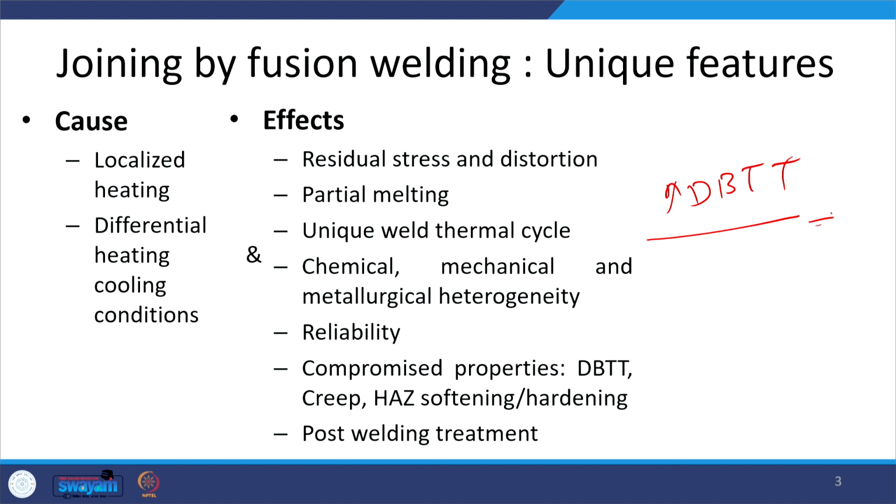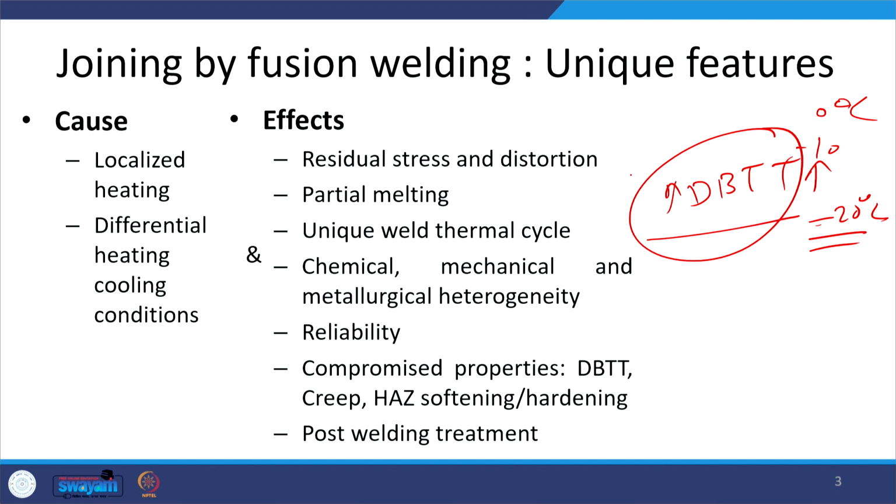Say the transition temperature for a metal is minus 20, but if it is increased from minus 20 to minus 10 or 0 degree centigrade, then this will compromise the performance of the weld joint very badly, because the joint can fail in a brittle manner because of the reduced toughness. Similarly, because of the significant refinement of the grain structure in the heat affected zone, the creep resistance of the joint is badly compromised.